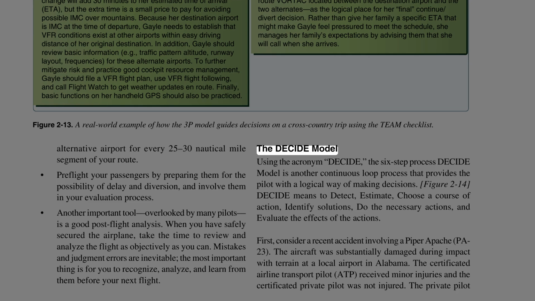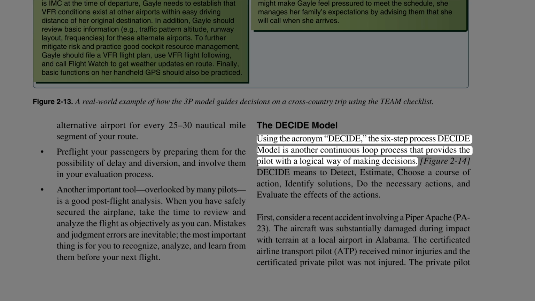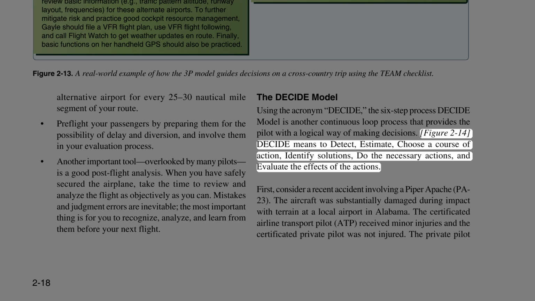The DECIDE model. Using the acronym DECIDE, the six-step DECIDE model is another continuous loop process that provides the pilot with a logical way of making decisions. Figure 2-14. DECIDE means to detect, estimate the need to react, choose a course of action, identify actions, do the necessary actions, and evaluate the effects of the action.